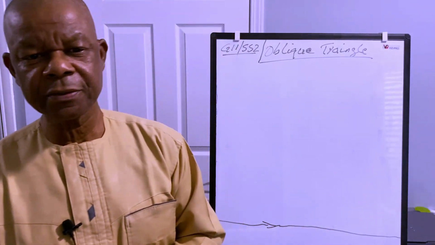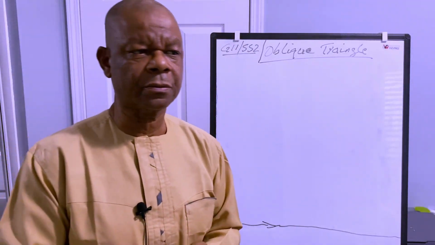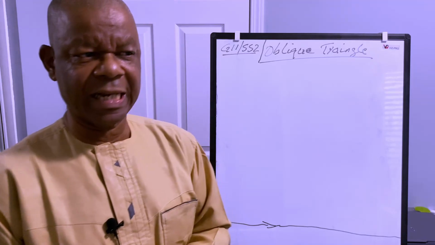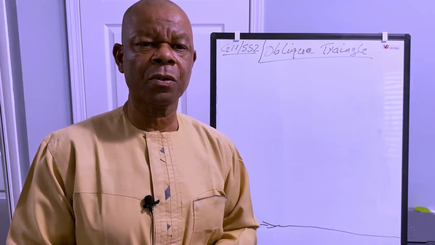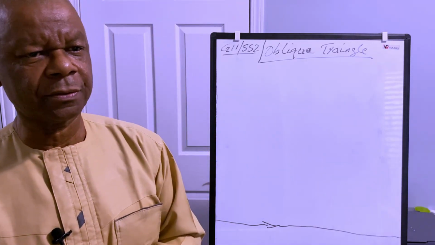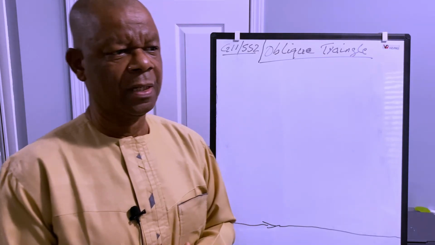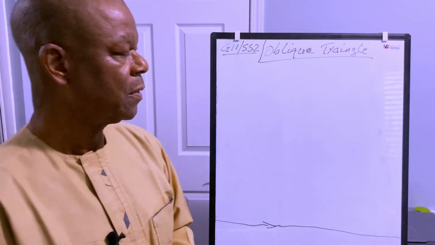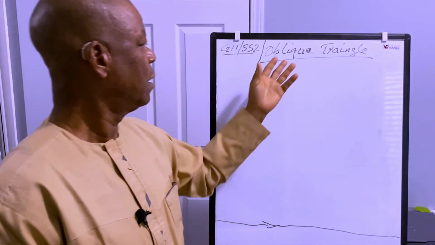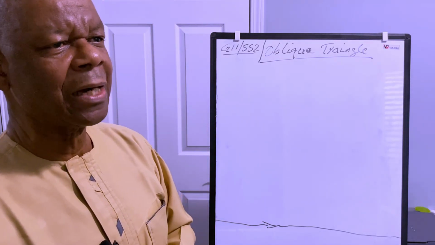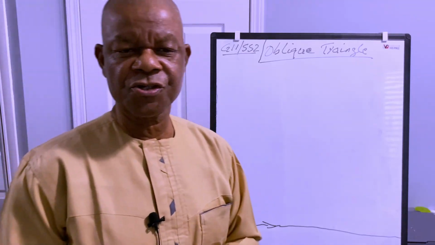An oblique triangle is a triangle that is not a right angle triangle. None of the angles is 90 degrees. In other words, an oblique triangle is a non-right angle triangle. The three angles can be acute, or one may be obtuse and the other two acute. We call such triangles oblique triangles. And under these oblique triangles, we are going to treat basically the sine rule.